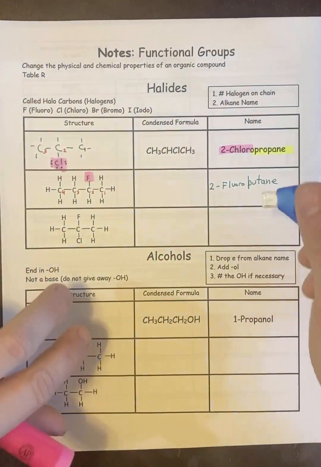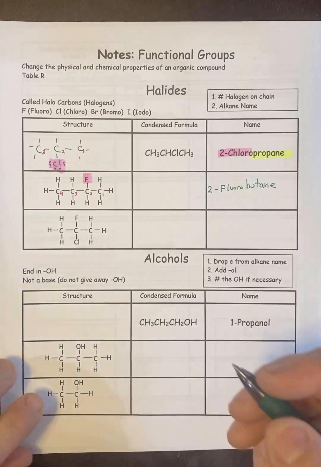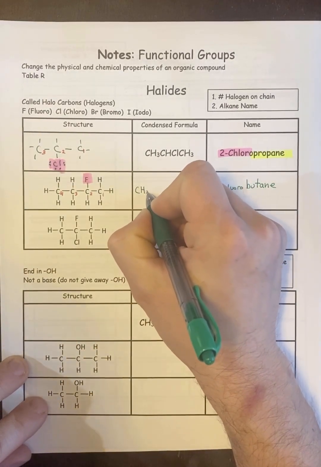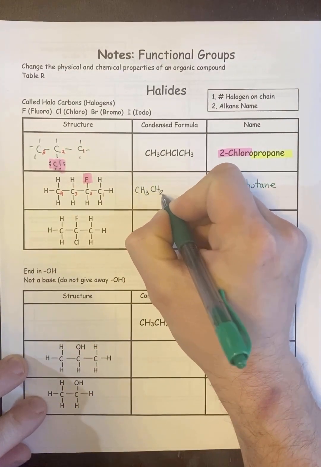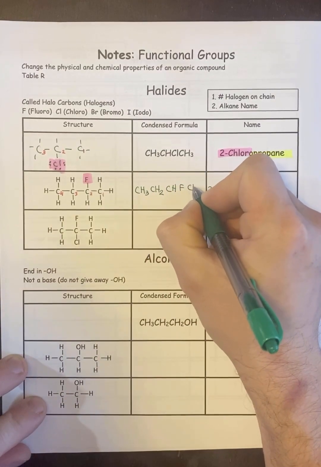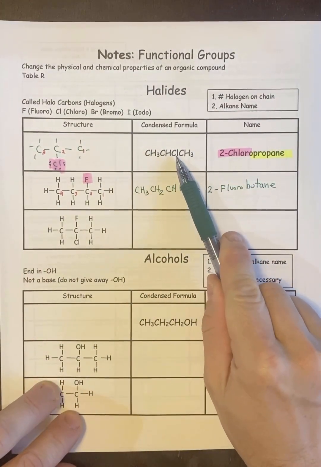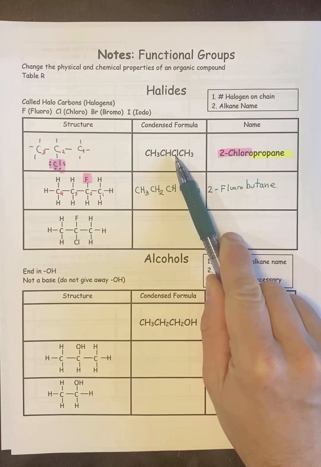Butane, because it's 4 carbons in a row instead of 3. It's that simple. For this, and then condensed, it would be CH3, CH2, CHF, CH3. And I condensed it the same way they condensed the Cl here in the first problem.